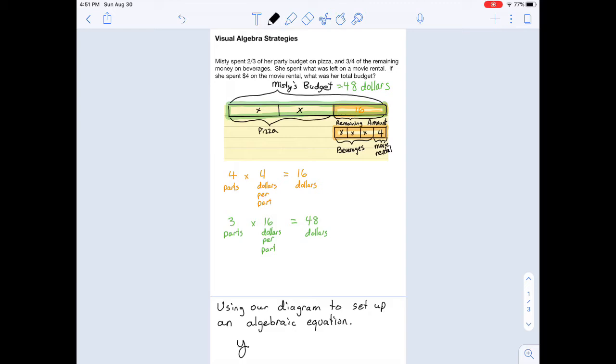In this case, I'm going to use the letter y, and the reason I'm doing that is I have a bunch of x's up here just to note that some money has been used up, and I don't want to get confused with those x's. So y is going to be Misty's total budget.